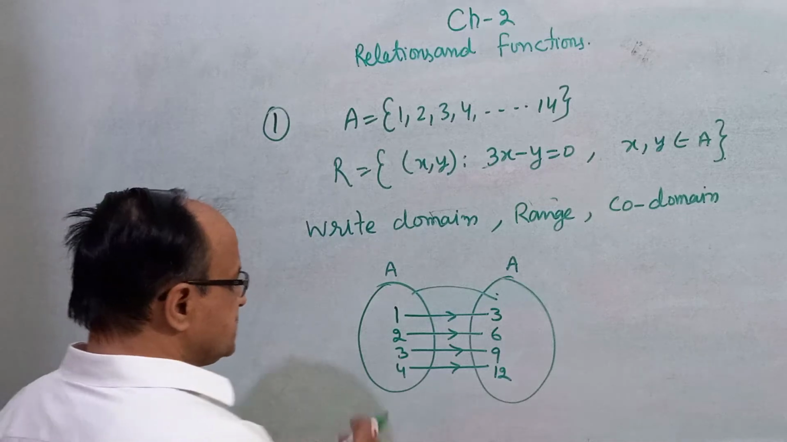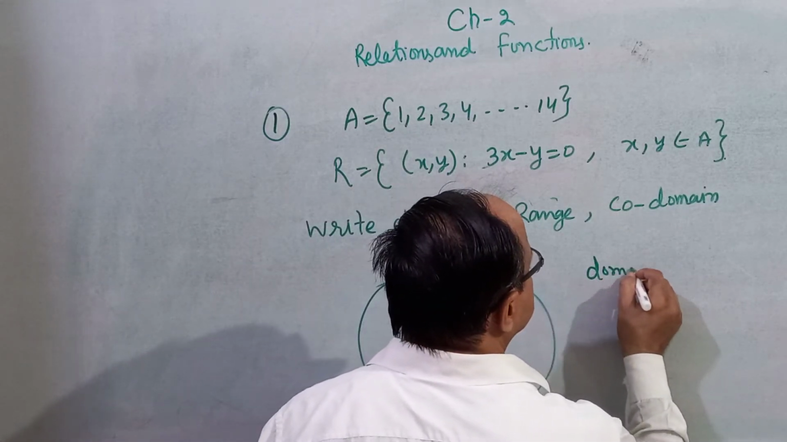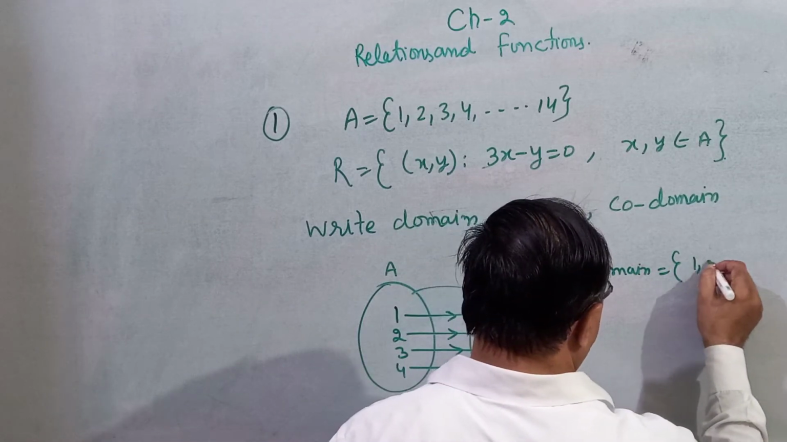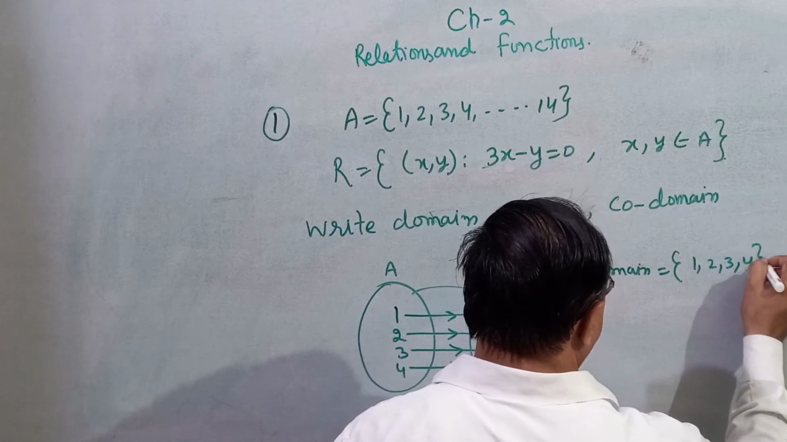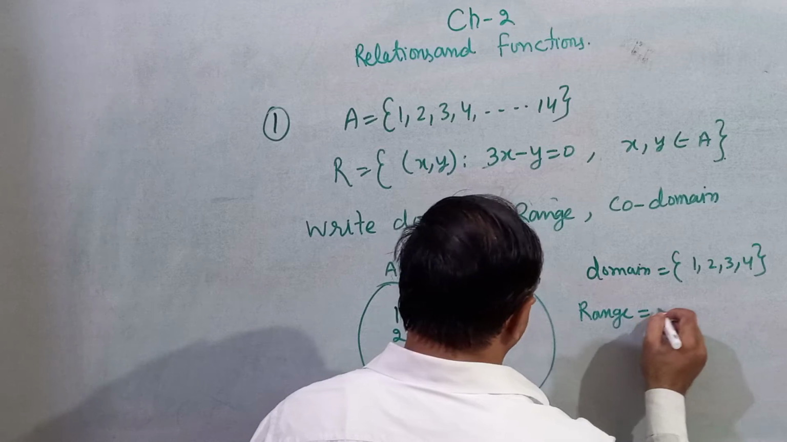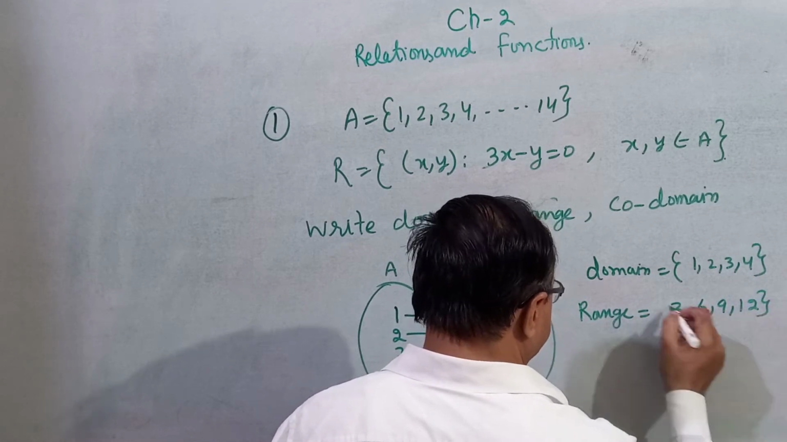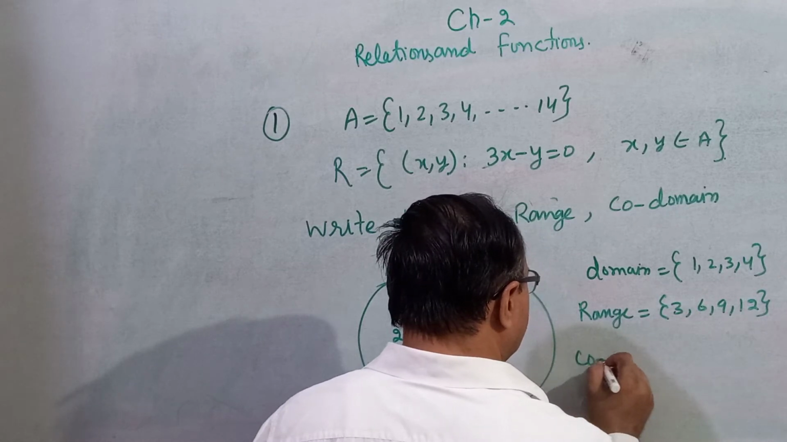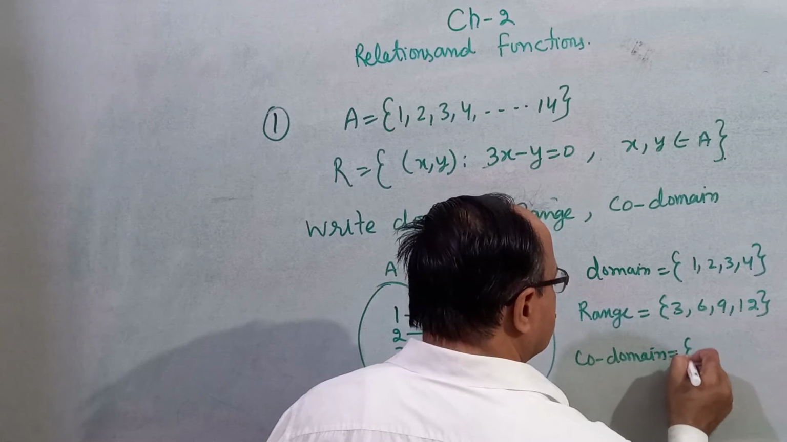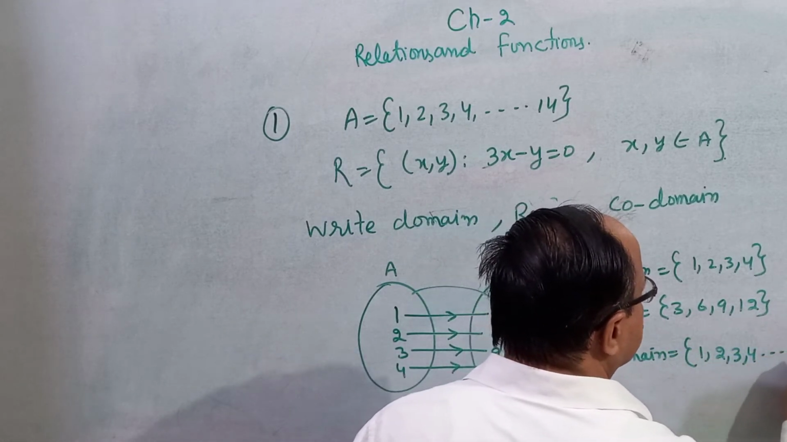So with the help of this, you can tell me the domain. The first elements are called domain: 1, 2, 3, 4. And the range, that is 3, 6, 9, 12. This is range. And codomain, that is the whole set A: 1, 2, 3, 4, up to 14.